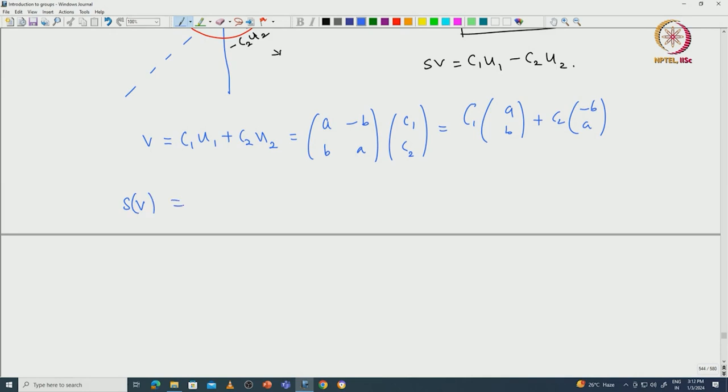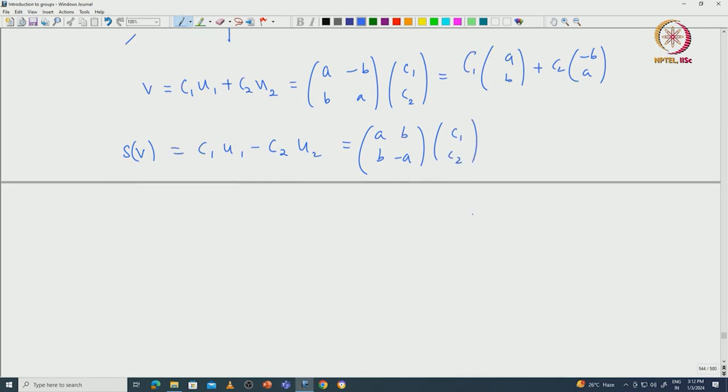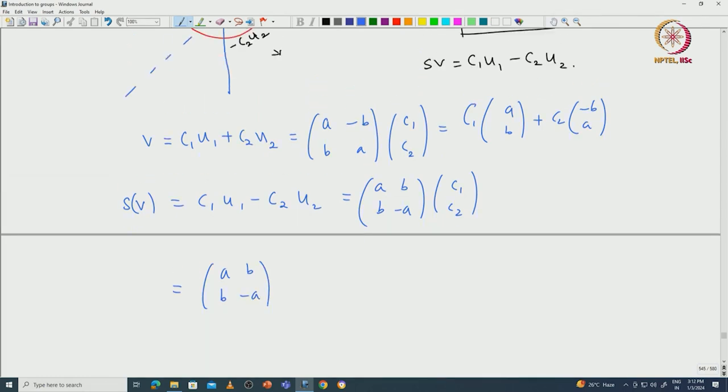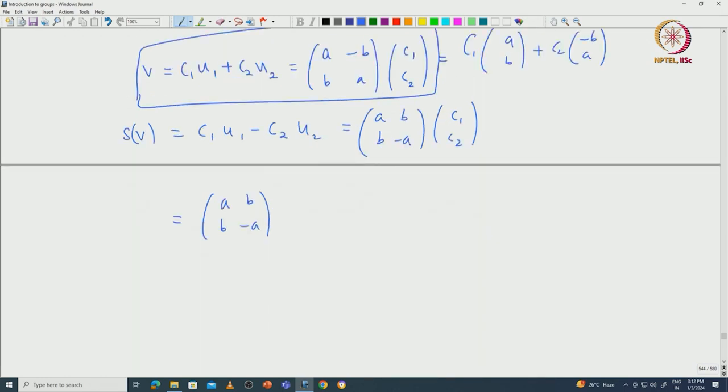So Sv is going to be what? This is going to be c1 u1 minus c2 u2. So then if you do the computation you can see that this is going to be exactly equal to (a, b; b, minus a) acting on (c1, c2). Okay, so now if you work it out, this v is exactly this matrix [a, minus b; b, a] acting on (c1, c2), so you can invert it. So you write this as [a, minus b; b, a] inverse (c1, c2).